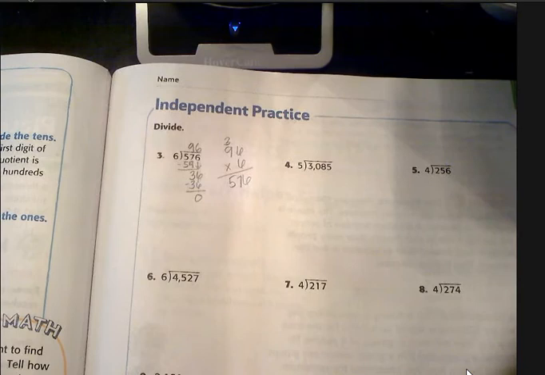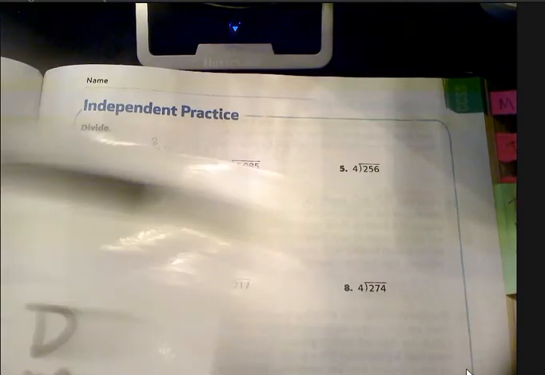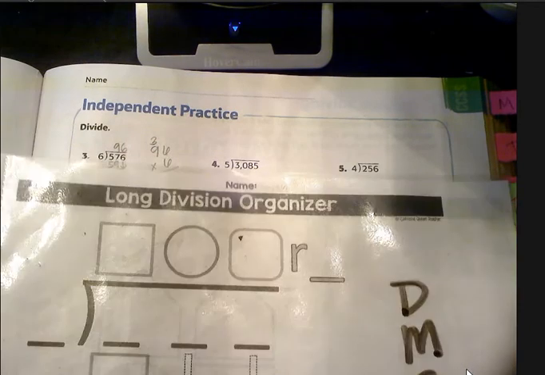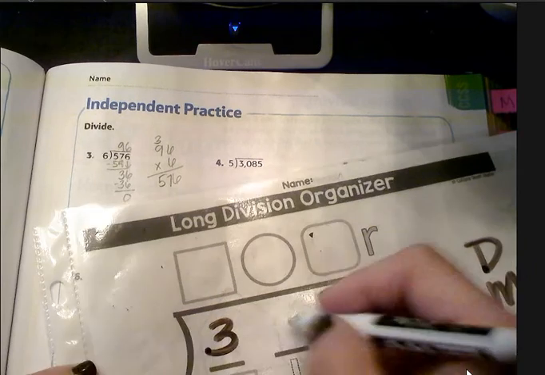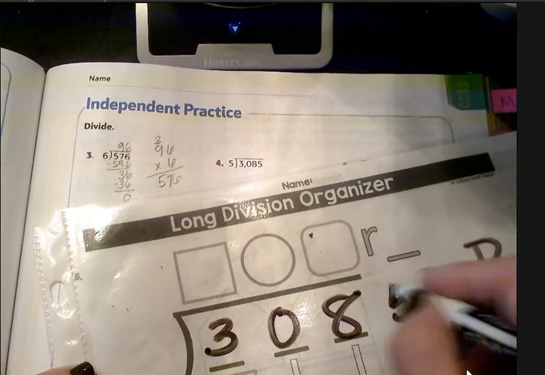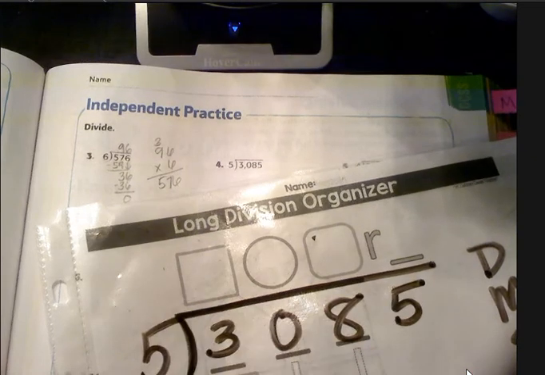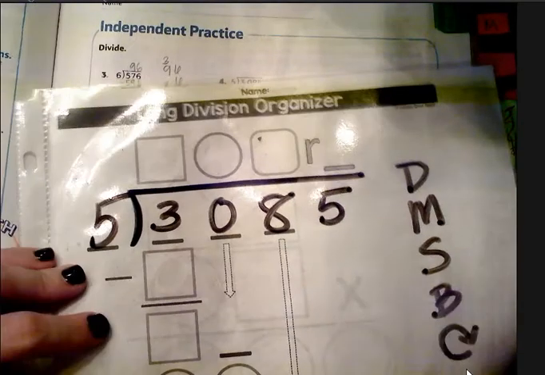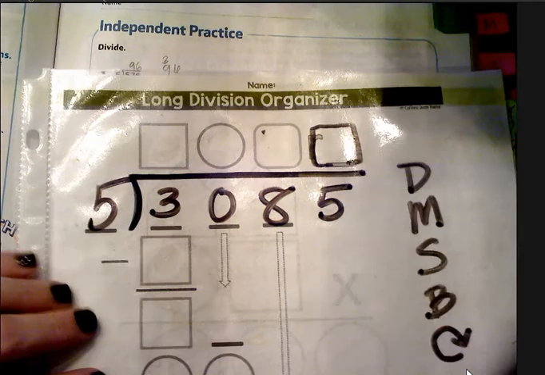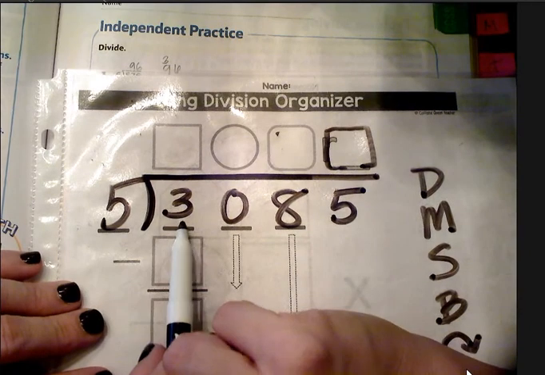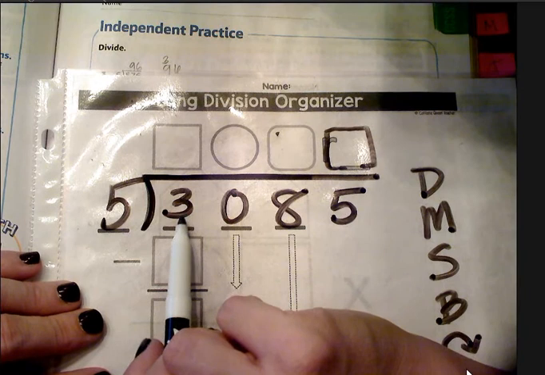Okay. Now we're going to do number 4, except this time I'm going to go back to our paper just because I want us to have a little bit more room. So we've got 3,085 divided by 5. 3,085 divided by 5, and this is going to be a space here. Okay, so 5 can't go into 3. It's too big. 1 times 5 is 5. It's already too big. So we're going to go 5 into 30.